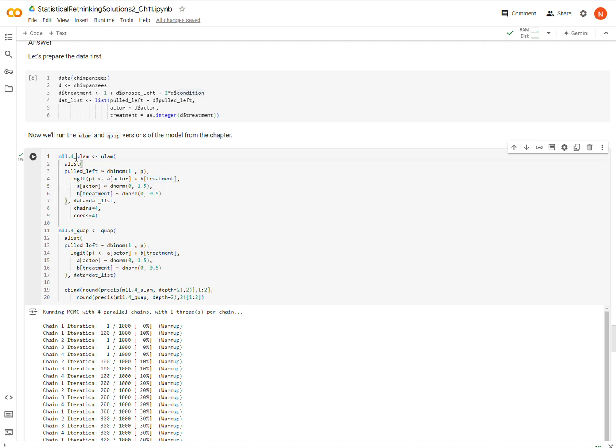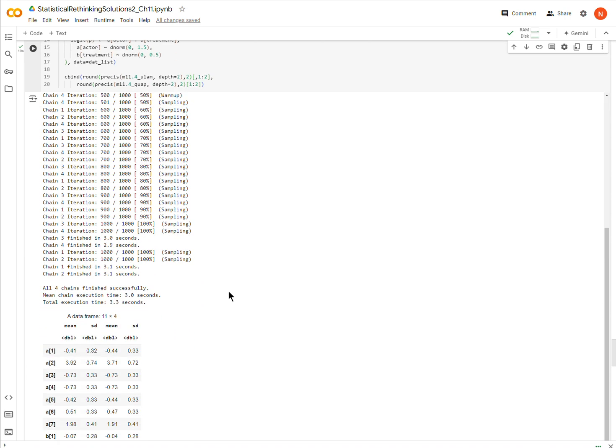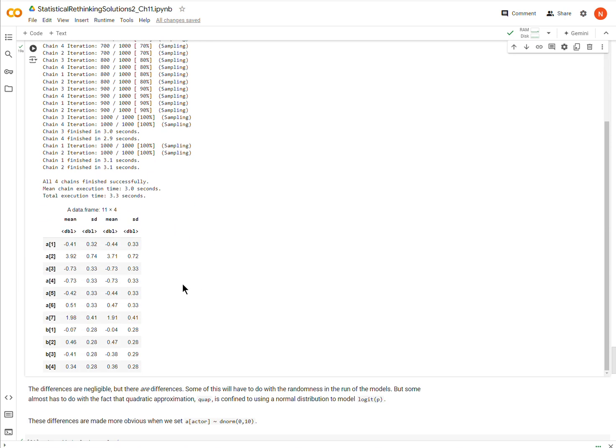So we fit this with ulam. We fit this with quap. I've already run this, so we don't have to sit here and watch it churn. And so the question is, what happens in the posterior distribution? These two columns are the posterior, the left two columns.